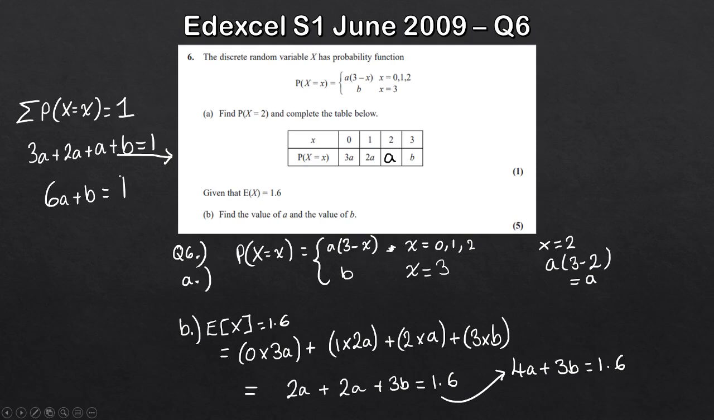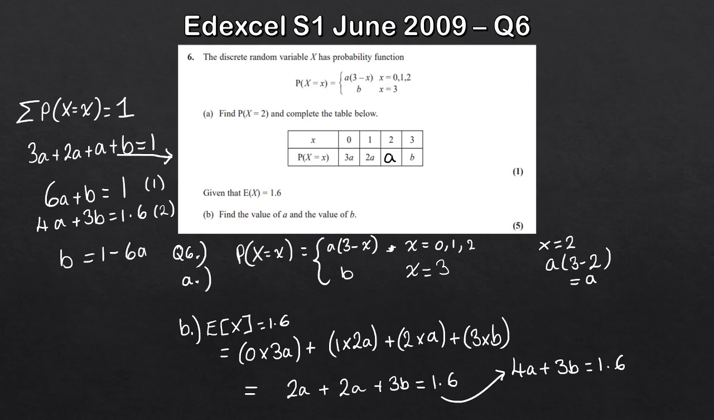So essentially what I've got now is a simultaneous equation. I've got 6a plus b equals 1, and I've also got 4a plus 3b is equal to 1.6. It's completely up to you how you prefer to solve this, whether you use substitution or elimination. I'm going to use substitution here. So I'm going to rearrange this. Call this equation 1, and that equation 2. I'm going to rearrange equation 1 to be b equals 1 minus 6a.